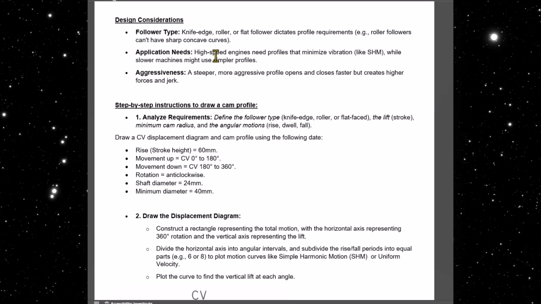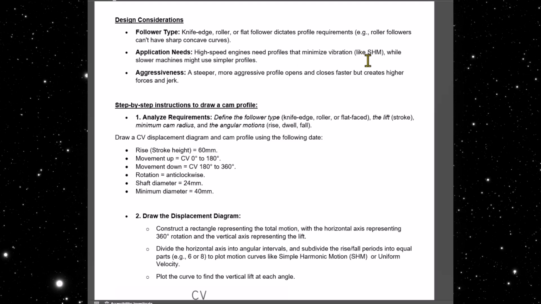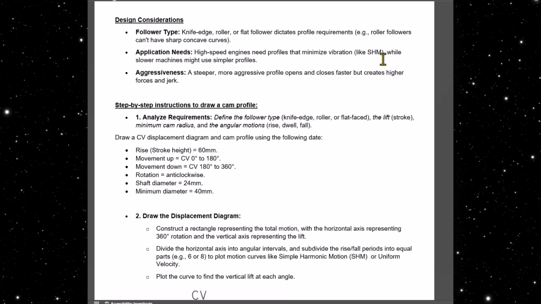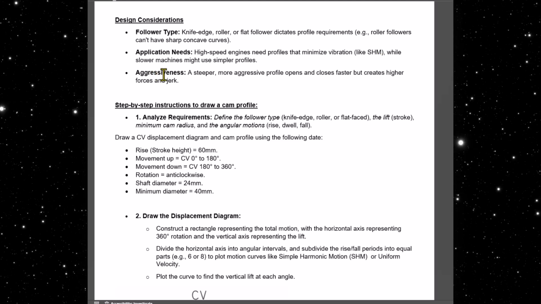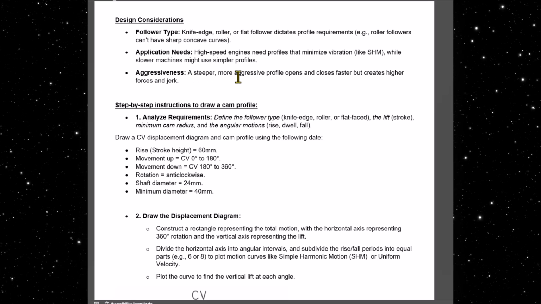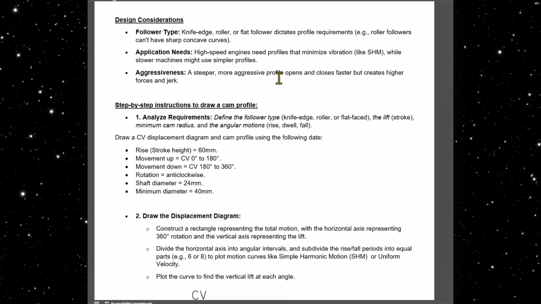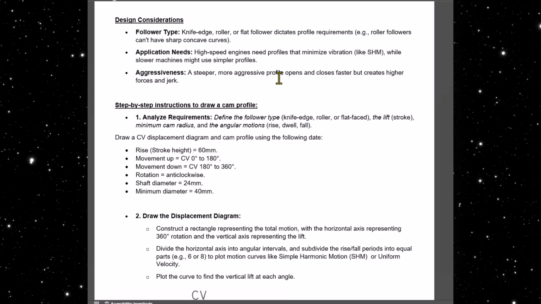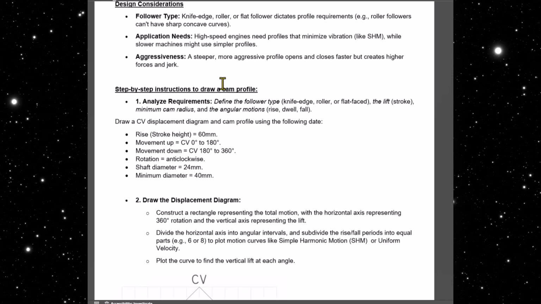Applications and needs. Is it a high-speed engine? It needs profiles with minimum vibration like simple harmonic motion, while slower machines can use simpler profiles. Aggressiveness: a steeper, more aggressive profile opens and closes faster, but creates higher forces and jerks. So, what do you need?